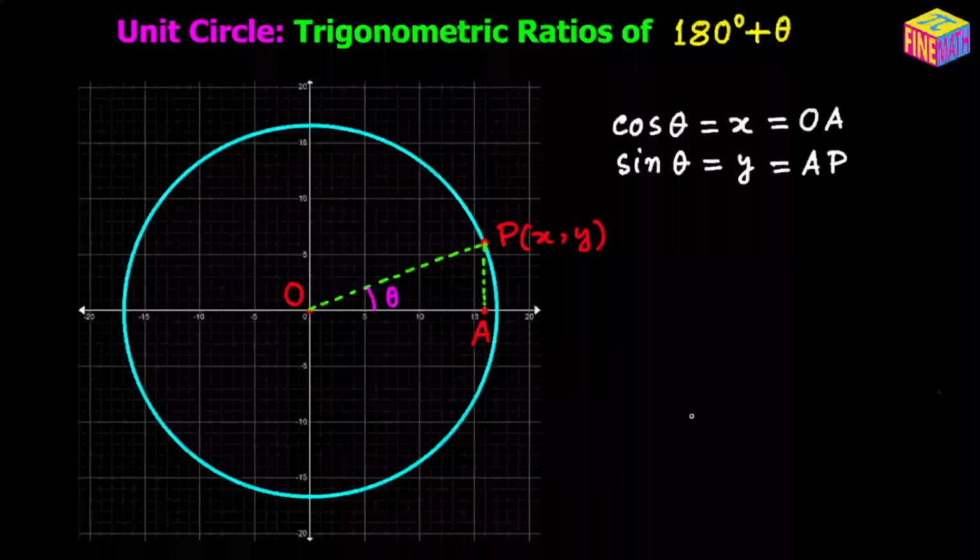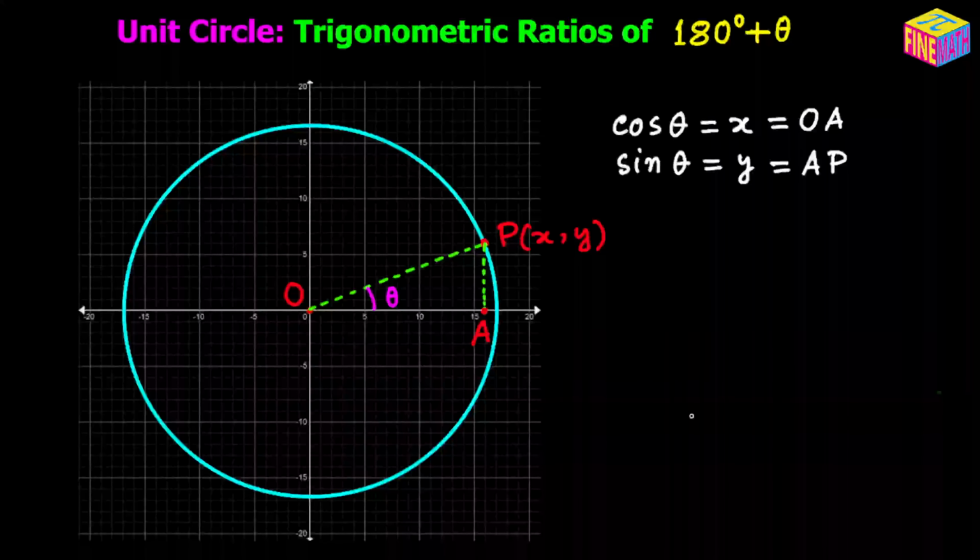Hi everyone, in this video we are going to discuss how to calculate the trigonometric ratios of angles like 180 degree plus theta. That's a reflex angle, and we are going to calculate the trigonometric ratios of such angles in terms of the trigonometric ratios of our base angle theta. We are taking theta as our base angle, or our acute angle theta, and we'll try to express the trigonometric ratios of 180 degree plus theta in terms of the trigonometric ratios of theta.